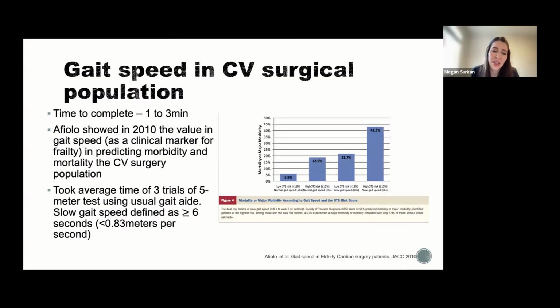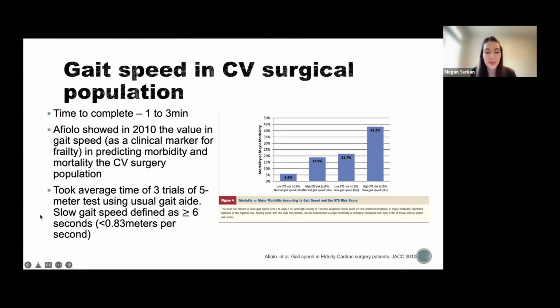Very similar to the timed up and go, gait speed is another thing that's been looked at in perioperative frailty measurement. Again, it's very quick to complete. All you need is some masking tape and a stopwatch. Dr. Afilalo showed in 2010 the value of gait speed, so we've known about this for quite some time: that gait speed is a very good surrogate marker for frailty and very good at predicting morbidity and mortality in the cardiac surgery population.